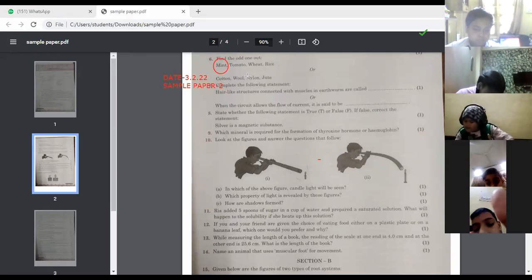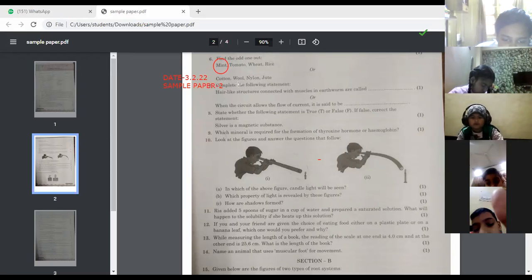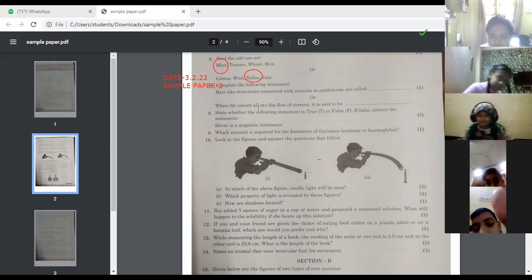Okay, and next. Which one is the odd one out: cotton, wool, nylon, jute? Nylon is the odd one out as it is a synthetic fiber. Cotton, wool and jute are natural fibers. Nylon is a man-made fabric. Yes, man-made or natural, nylon is man-made. Ma'am, jute. What are you saying, beta? Nylon is the odd one out.